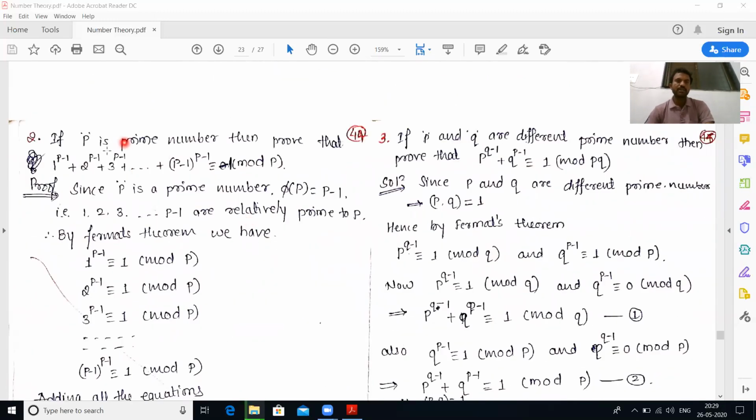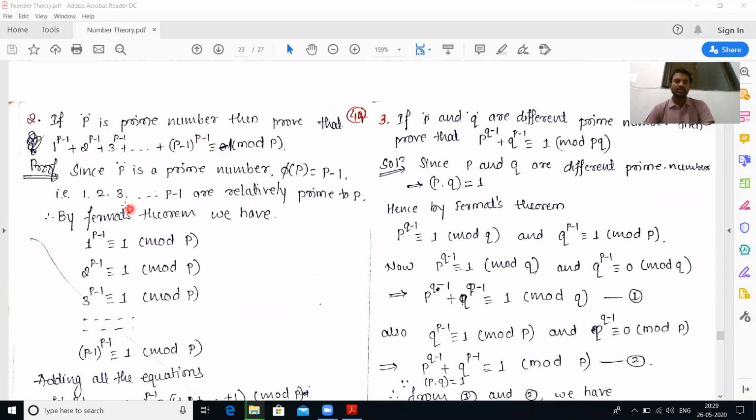Now the second example: if p is a prime number, then prove that 1 raised to p − 1 plus 2 raised to p − 1 plus 3 raised to p − 1 plus, and so on, plus (p − 1) raised to p − 1 is congruent to −1 mod p. If p is a prime number, then this is congruent to −1 mod p. You have to prove. We know that since p is a prime number, phi of p is equal to p − 1. This formula also we have. Whenever p is a prime number, then phi of p is equal to p − 1.